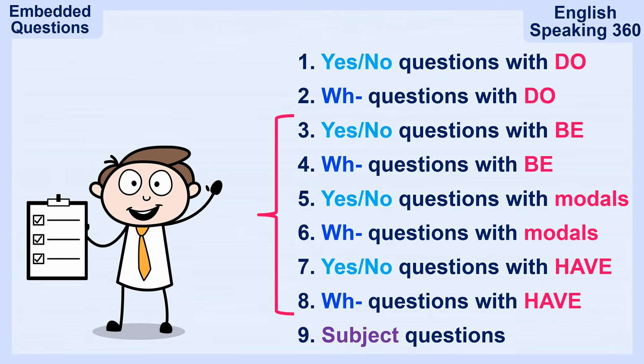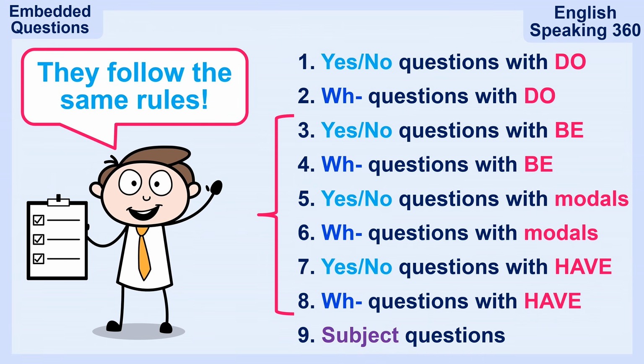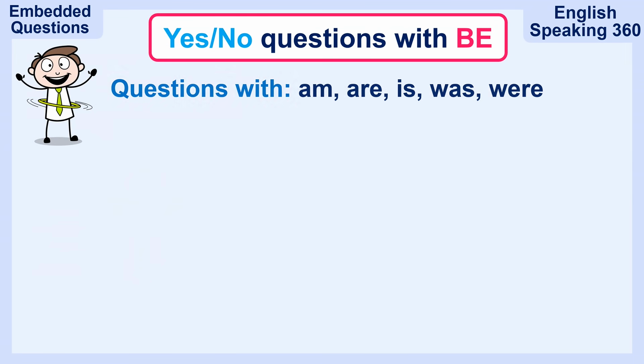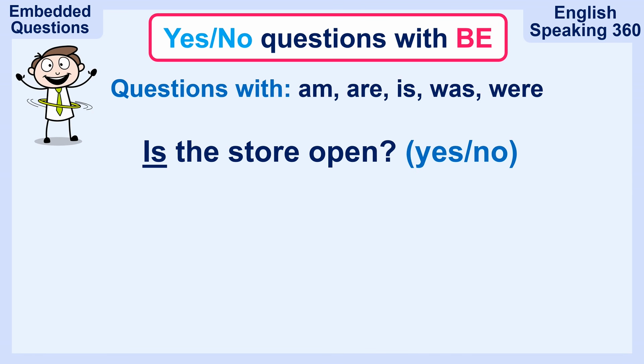Here's something you should be aware of. From number 3 to number 8, they follow the same rules. So if you understand how it works with the verb to be, you will be able to apply the same rules to modals and the auxiliary have. Let's get going. Yes/no questions with be. These are questions with am, are, is, was, or were. For example, is the store open? That's a yes/no question with is.